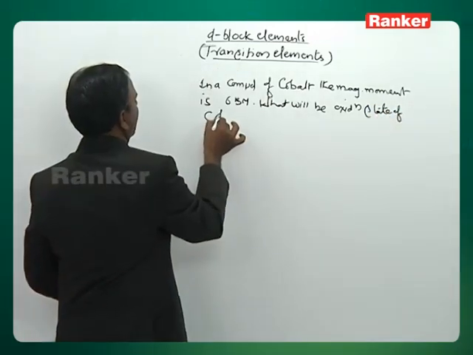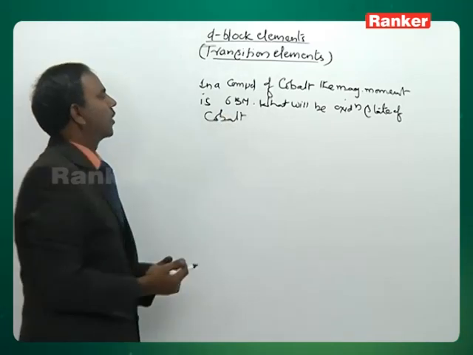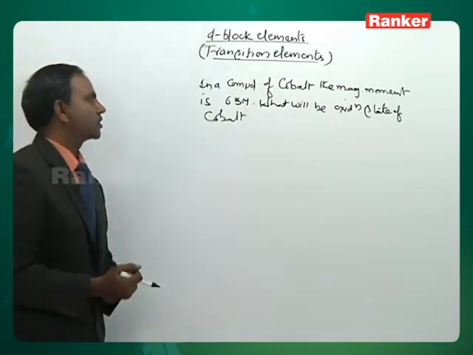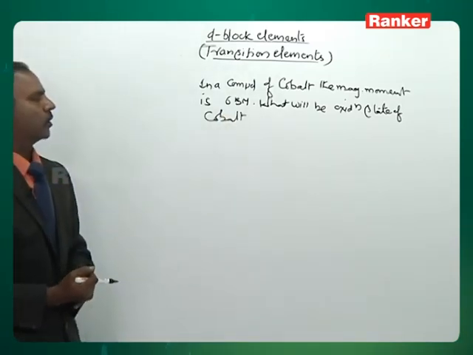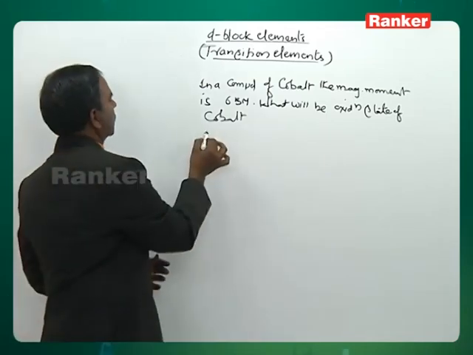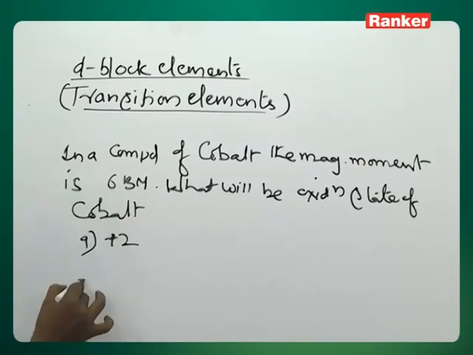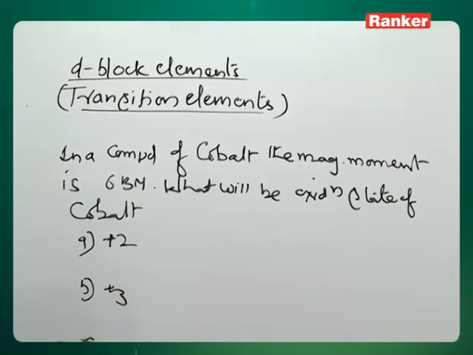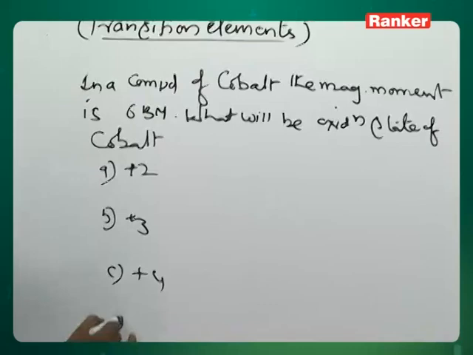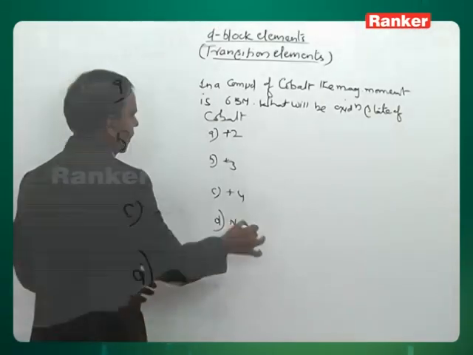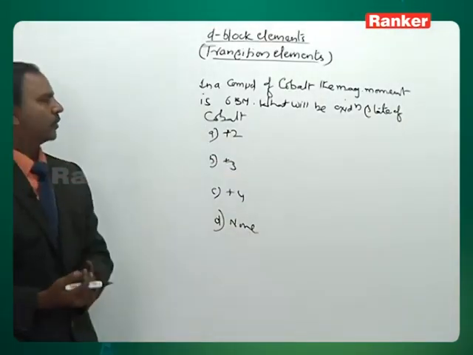Oxidation state of cobalt. In a compound of cobalt, the magnetic moment is 6 BM. What will be the oxidation state of cobalt? Options: A is +2, B +3, C +4, D none. Such a question appeared in the examination.